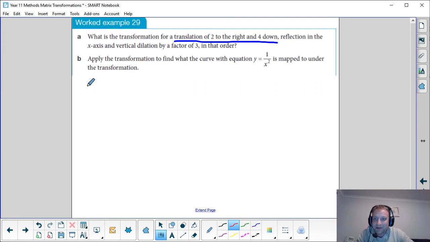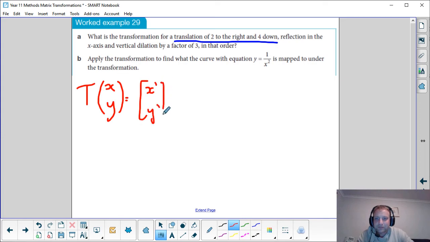We might just set up our matrices. That's what they're asking for in part A. What is the transformation? Show me the big T, show me the matrix. So we're transforming x and y. We're going to be transforming through to the image, x', y'. We need to have a multiplication matrix set up. And the multiplication matrix, that's where we get our dilations, because that's multiplying, and that's where we get our reflections, because that's our negatives. Better put our zeros there.